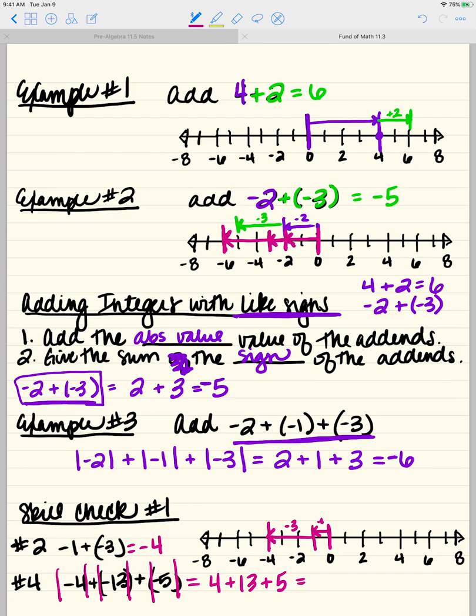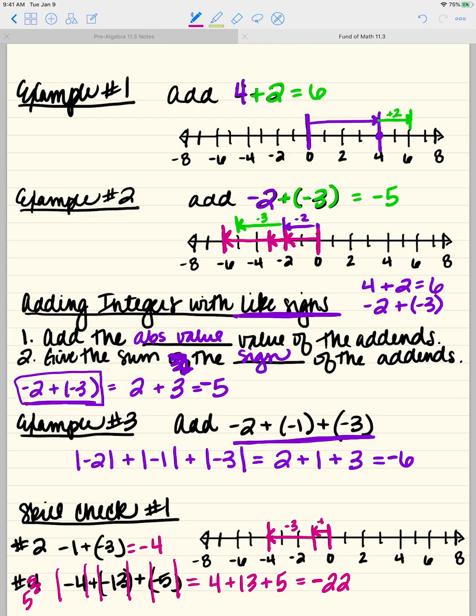I'm sorry, I just looked at the wrong one. This is number 5, not number 4. My bad, okay? So 4 plus 13 is 17, plus 5 is 22. Step number 2 says give the sum the sign of the addends. -22. So -4 plus -13 plus -5 is -22.